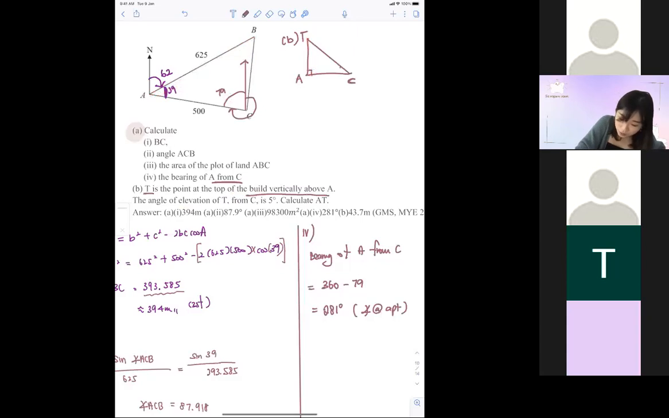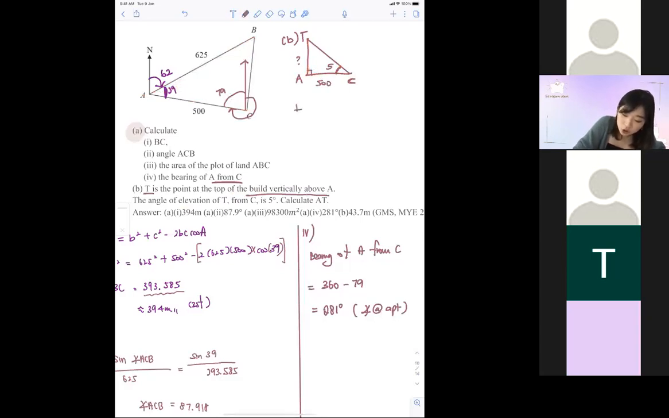The angle of elevation or depression is always this part. So this is 5. Then you find the length AC. AC you have 500. You want to find AT. Right angle triangle, you want to find opposite, you have adjacent.